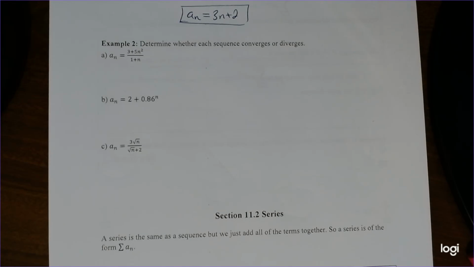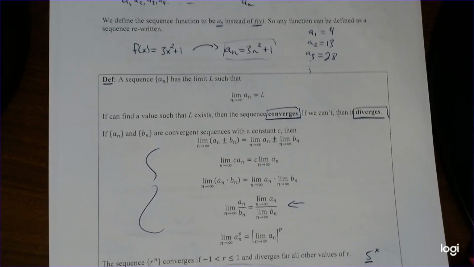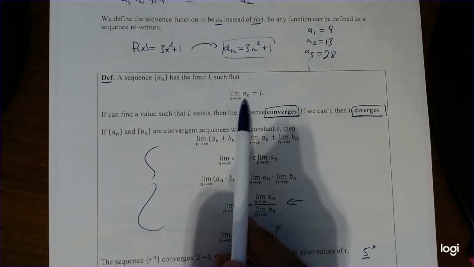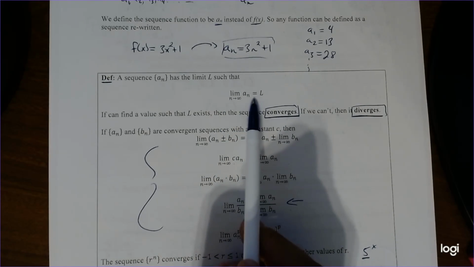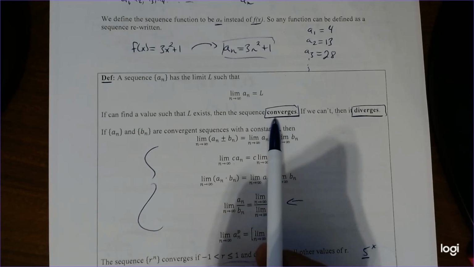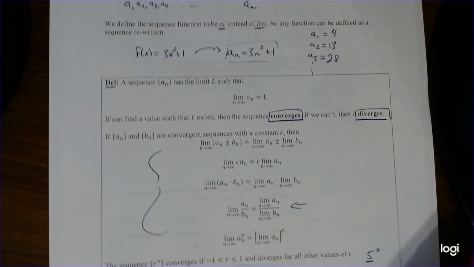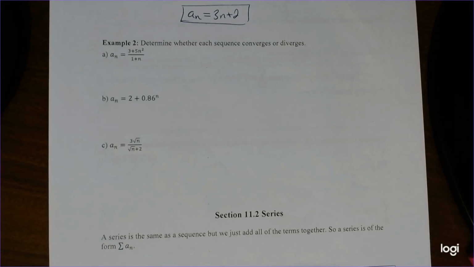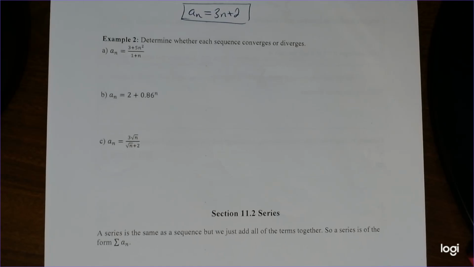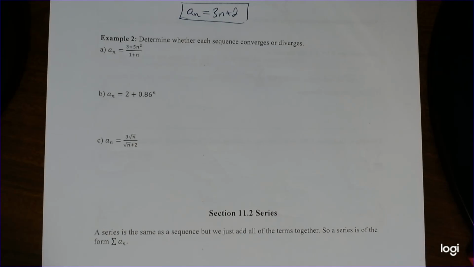Determine whether each sequence converges or diverges. And we're going to use a definition for it. Just in case you forgot, we're going to be using this one here. If we take the limit of the sequence, and if that value does exist, then it converges. If it doesn't, it completely diverges. Okay? So that's what it means. Converges means it actually goes to a number. Divergent means it does not go to a number. It just goes to negative or positive infinity. Converges means it actually goes to a single number as the limit goes to infinity.